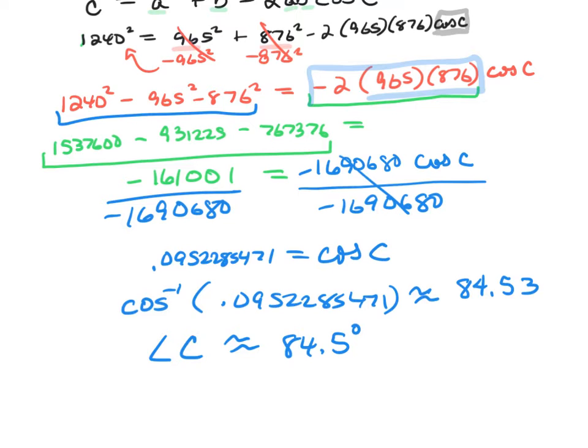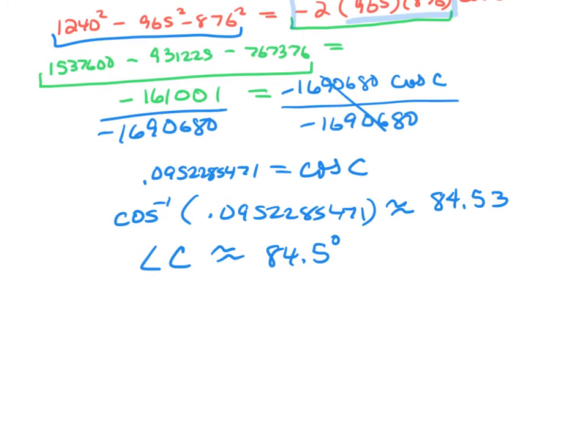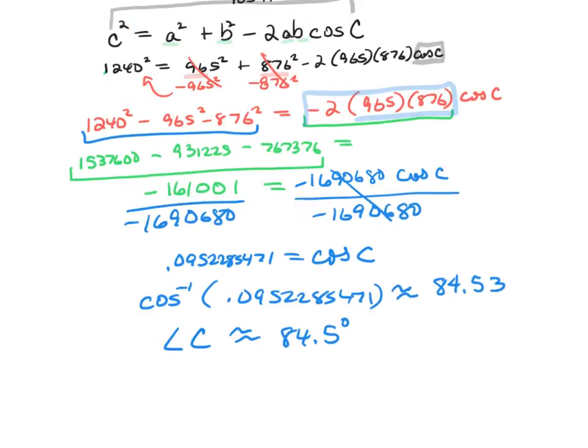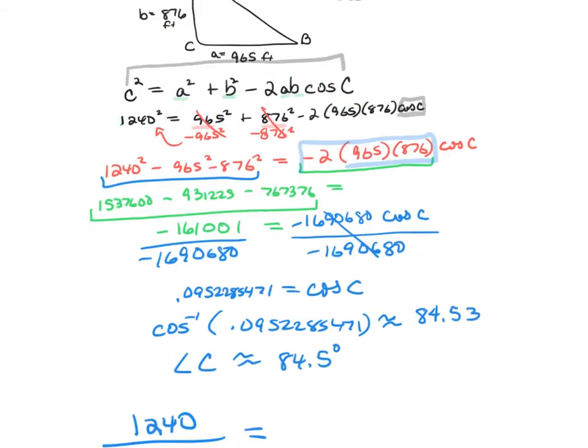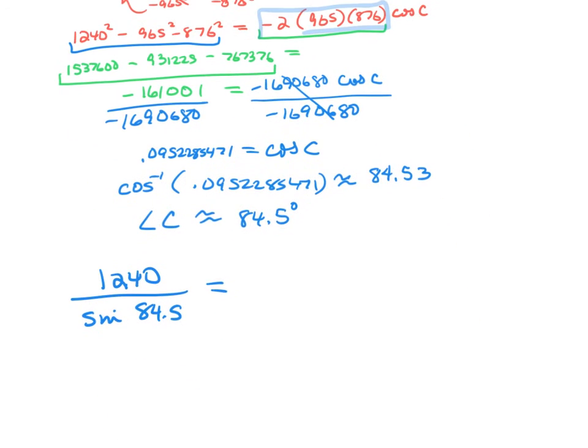So let's go ahead and find our next angle. I'm going to use what I just found: my side length little c was 1240 over sine of 84.5. It doesn't matter which angle I find next, so let's find the smaller one. The smaller one is going to be angle B.